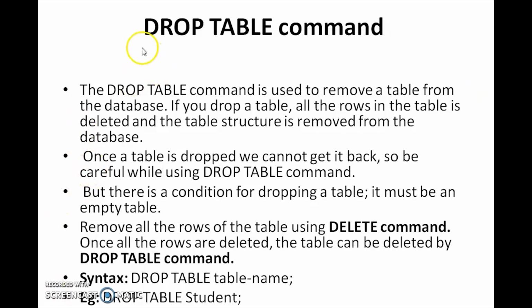Next we are going to see the drop table command. So far we have seen the DDL commands create table, alter and truncate. Now we are going to see the drop table command. The drop table command is used to remove a table from the database. If you drop a table, all the rows in the table are deleted and the table structure is also removed from the database. After that, the column names or columns no longer exist.